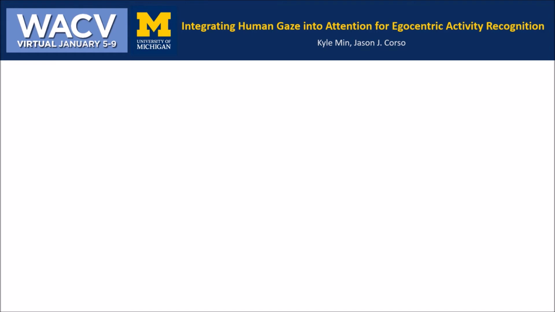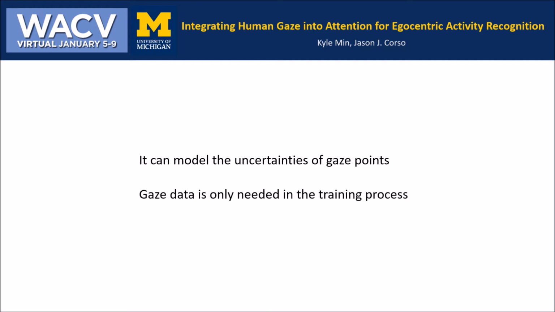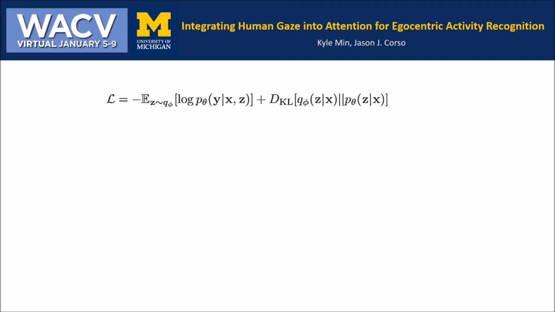The benefits of this probabilistic modeling are number 1, you can model the uncertainties of gaze points, and number 2, gaze data is only needed in the training process. When testing the method, gaze data is no longer needed because gaze fixations are predicted by using the learned gaze distribution. In order to compute the expected log likelihood of the loss function, we need to sample the gaze points from Q of Z given X.